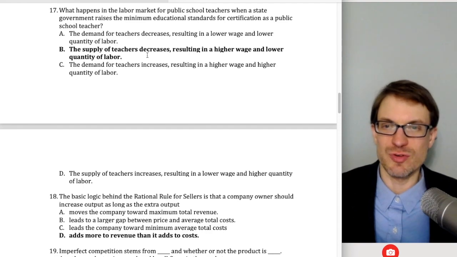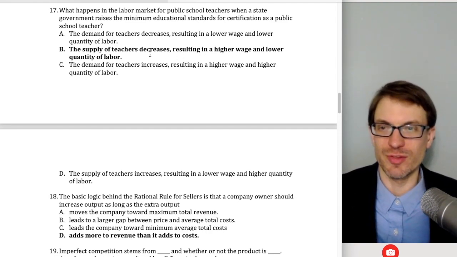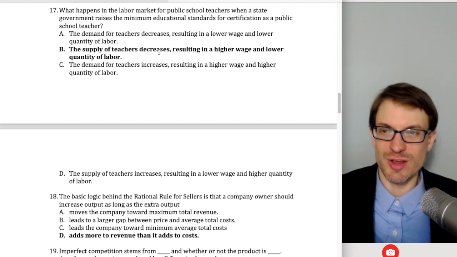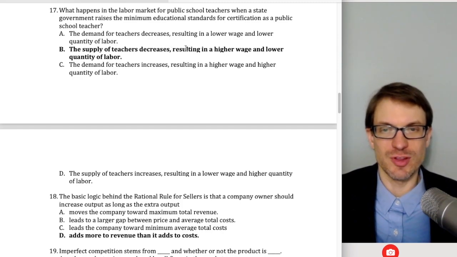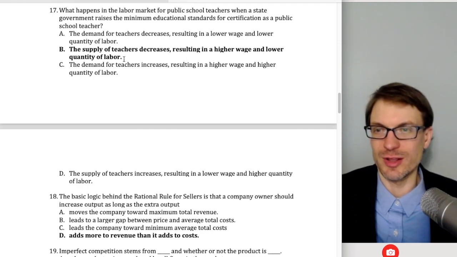The supply of teachers decreases, and this results in a higher wage and lower quantity of labor. So think of it like a leftward shift of the labor supply curve. A leftward shift is going to lead to a higher wage and then a lower quantity.